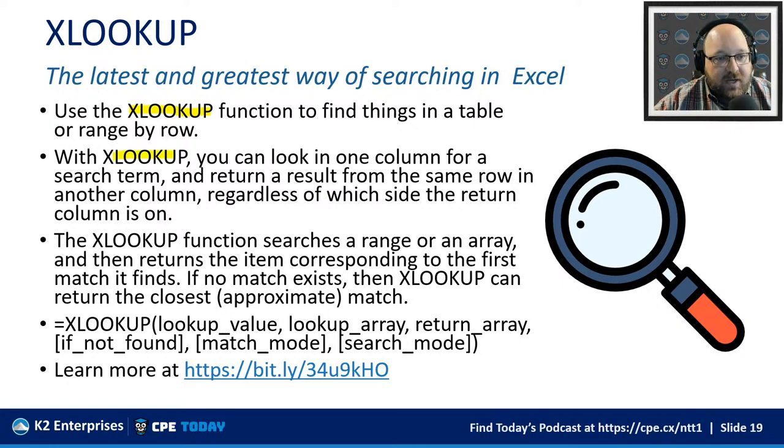And with XLOOKUP, you can look in one column for a search term and return data from that same row from another column, regardless of which side the data is actually on, which is, again, super flexible. It's also much faster. There are new ways of being able to search inside of your workbook. You can start from the bottom and work your way to the top. You can go left to right. You can go right to left. You can go lots of different ways.